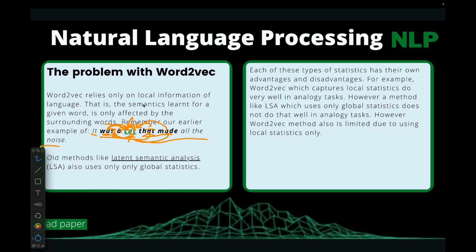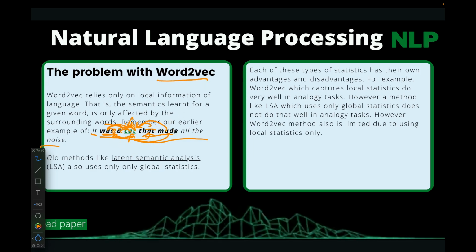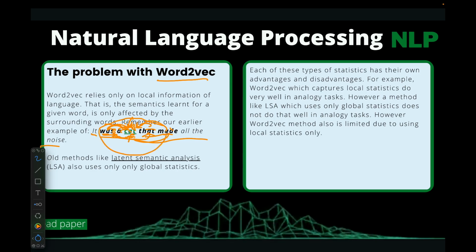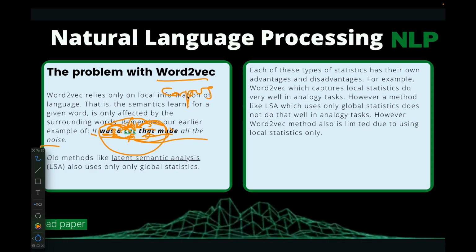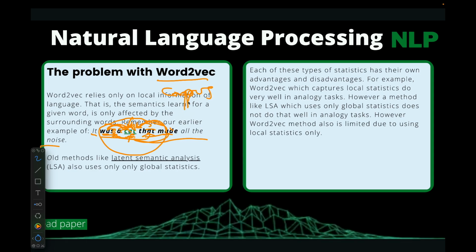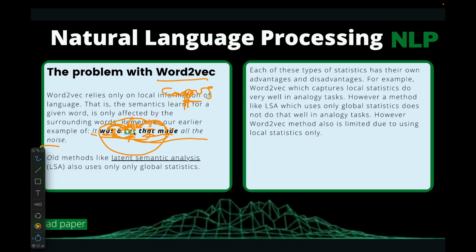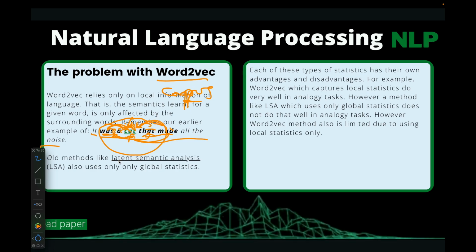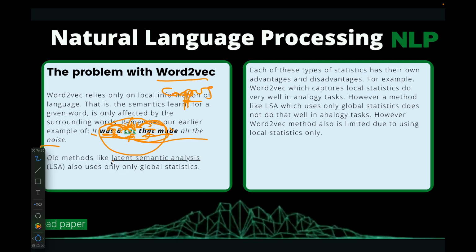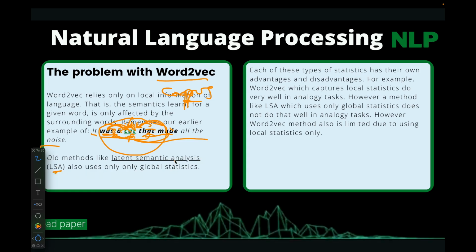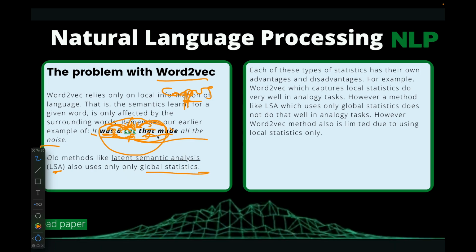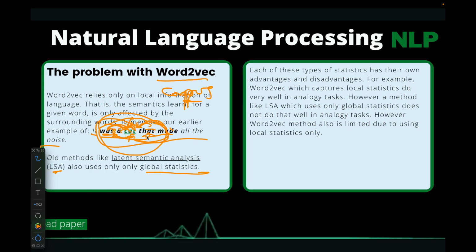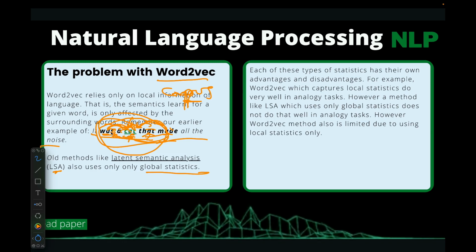Now, what happens is that in Word2Vec, we're always concerned about the local words that are surrounding the word, not the entire corpus. We don't take the entire corpus into consideration. Now, there's another older technique which we refer to as latent semantic analysis, LSA. That one uses only global statistics, that is, it uses only global context, but it ignores the localized words that are surrounding the particular word.